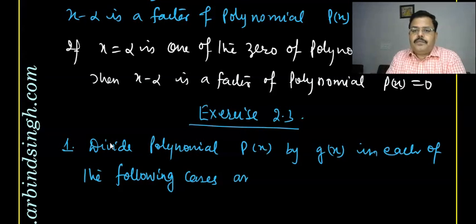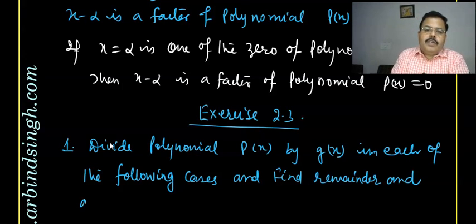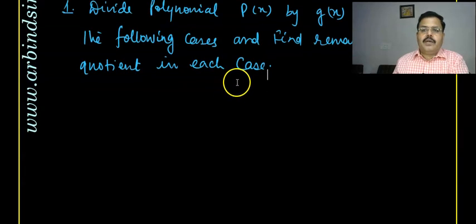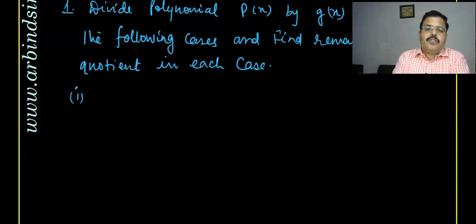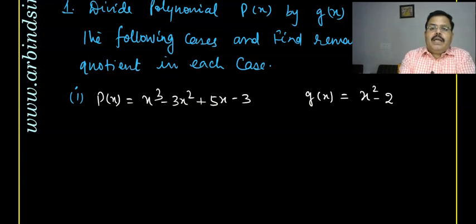And find the remainder and quotient in each case. Right? So this is the first question. The first question is: x cube minus 3x square plus 5x minus 3 is p(x), and g(x) is x square minus 2. So we can divide it by using the division algorithm.